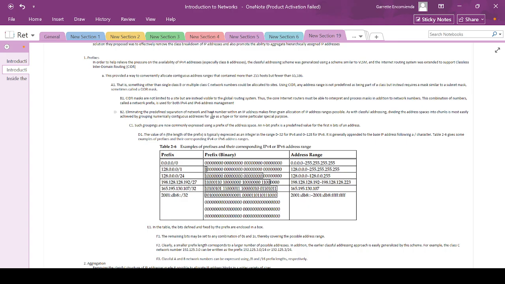Using CIDR, any address range is not predefined as being part of a class but instead requires a mask similar to a subnet mask, sometimes called a CIDR mask, which we discussed in the previous video.